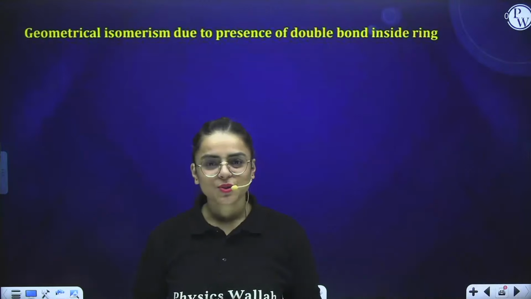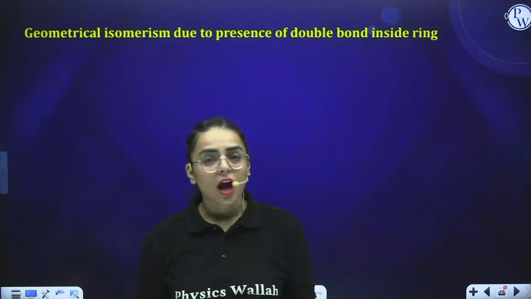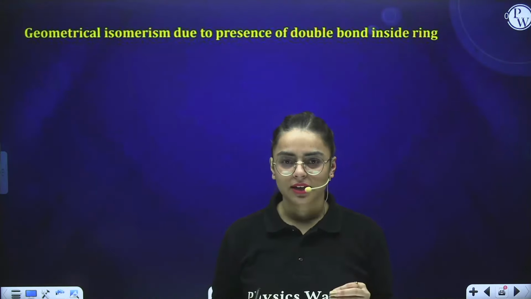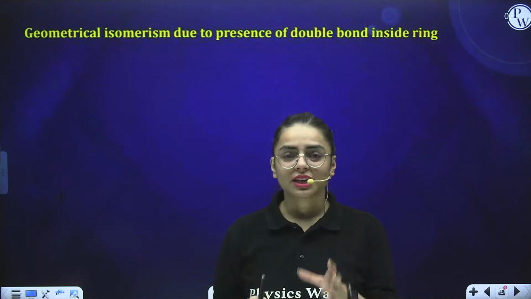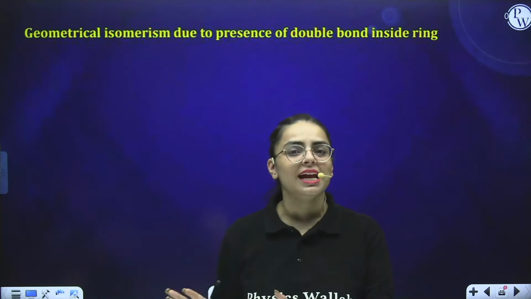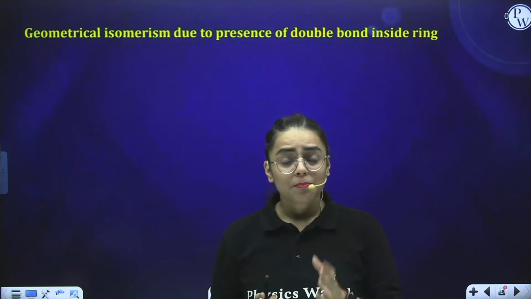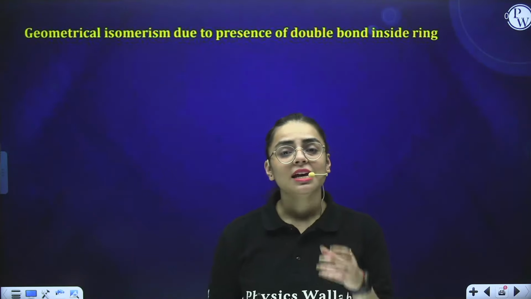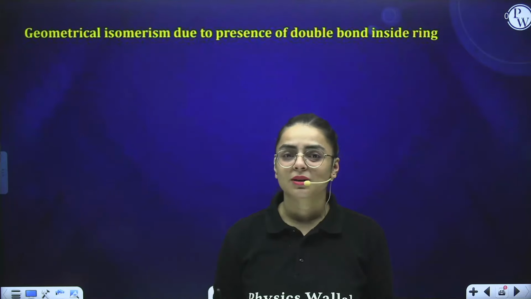Now, students, as we have already seen the case of double bond and ring individually, now we are going to see geometrical isomerism in which the double bond is present inside the ring. Now for this case, I would say that if you want to see geometrical isomerism when the double bond is present inside the ring, then only 8-membered or more than 8-membered rings are valid and will show geometrical isomerism. But for the small size ones, students, they won't show geometrical isomerism because the trans isomer in those cases is unstable, due to which geometrical isomerism is not possible.